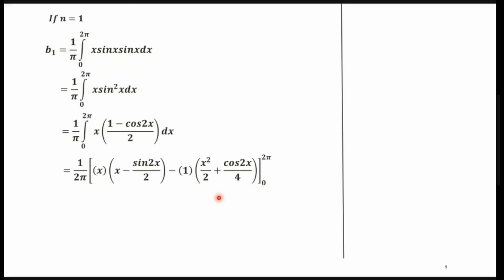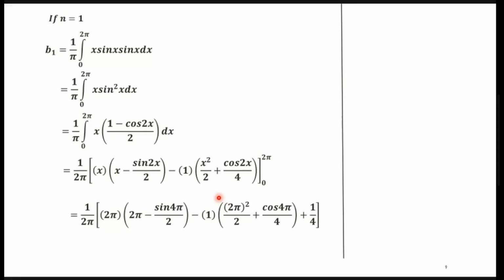Okay, so we'll see. तो अभी मैंने x को 2 pi पुट किया, तो again 2 pi, x के बदले 2 pi, ये sin 4 pi, 2 pi the whole square by 2, cos 4 pi by 4, and when x को 0 पुट किया तो ये पहला टर्म 0 हो जाएगा, यहाँ पे ये भी 0 हो जाएगा, यहाँ पे बचेगा 1 by 4. Already you have a minus sign, तो लोअर लिमिट का माइनस होके यहाँ पे प्लस हो जाएगा. Yes, so now sin 4 pi is 0.